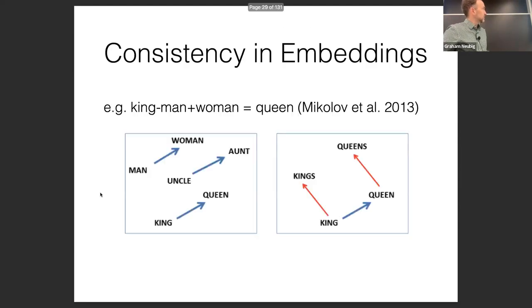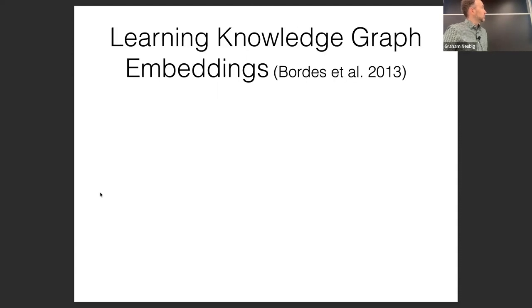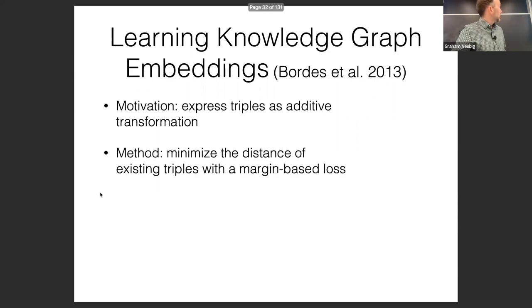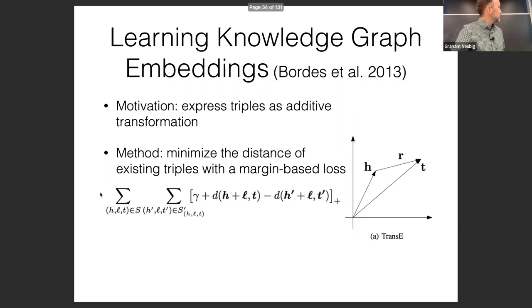Oh, sorry, I actually had that on the slide. So we can take advantage of this fact to infer relations from knowledge graphs, or infer embeddings of entities from knowledge graphs based on relations. The simplest example of this is something called the TransE method, for translate embedding method. The way it works is we minimize the distance of existing triples with a margin-based loss.